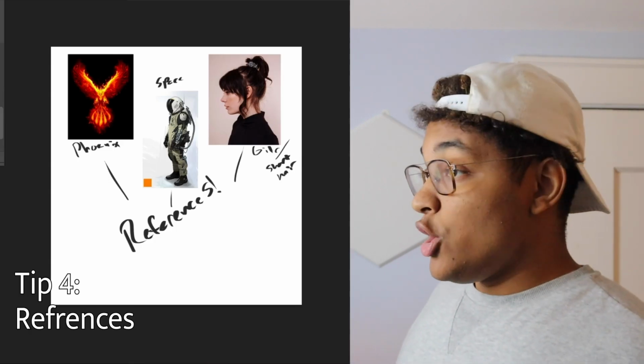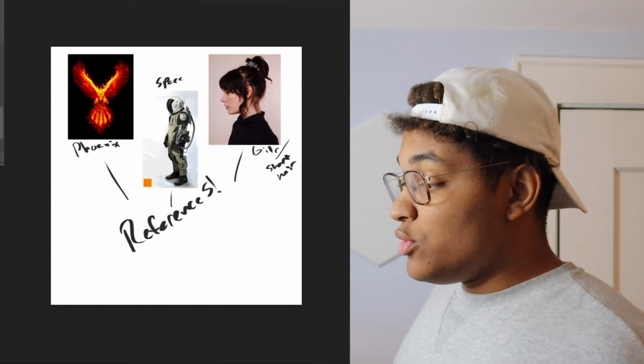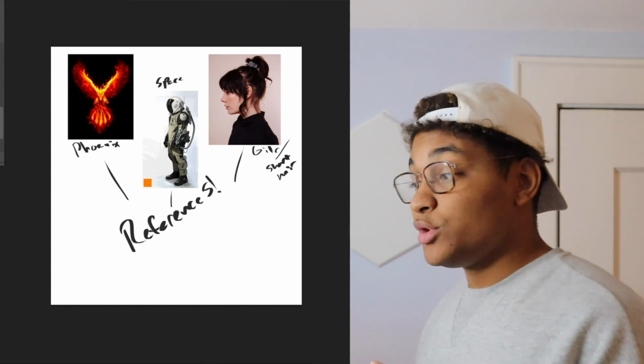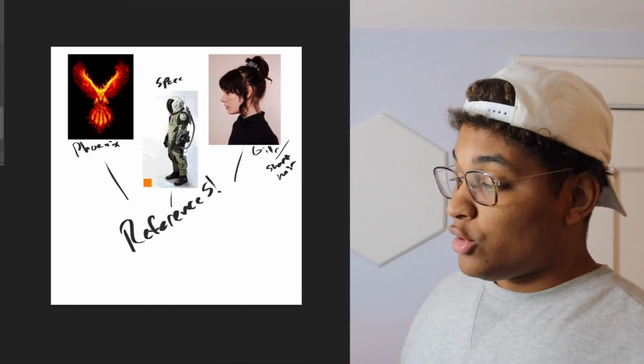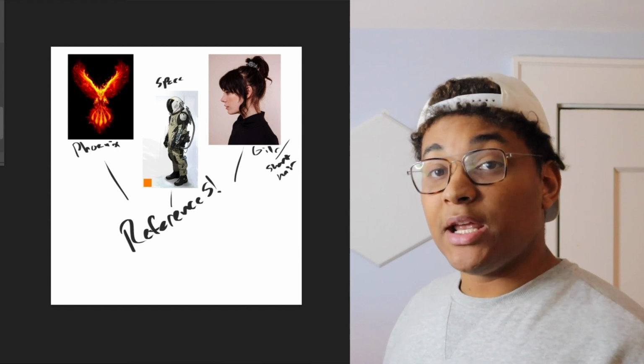Now that you have the name, you can move on and come up with some references. You want to pull them from Pinterest, Google, whatever. You want to make sure that you have a nice narrative going on and follow the narrative that you've set up for yourself. Like I said, you have Phoenix, Space, and Girl. Those are already things that I've set up in the previous stages.